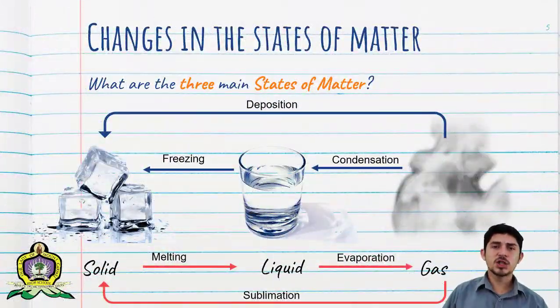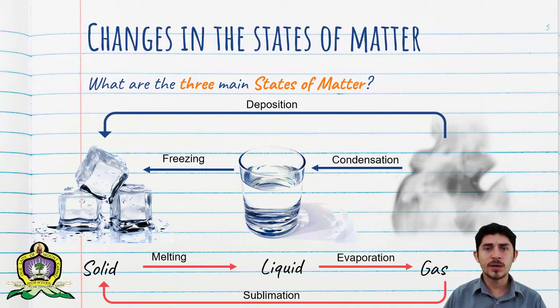So these are the changes. This is a summary of what we will cover today. We need to identify the changes in the states of matter. In this picture, in this slide, you will find that we have solid, liquid, and gas, the three states of matter that we are concerned with.